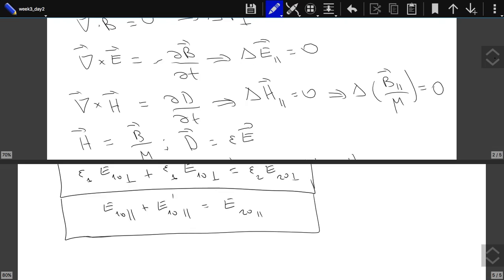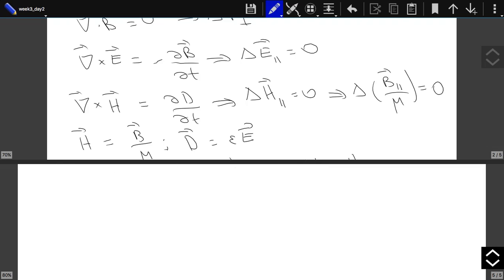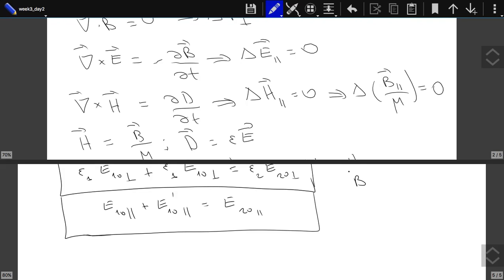The parallel component of the B field divided by mu should be continuous. Well, you see, B field in vectorial form, we know that its magnitude is E field divided by V in terms of its magnitude. Its direction is in the direction of K cross E. So this is my B field.